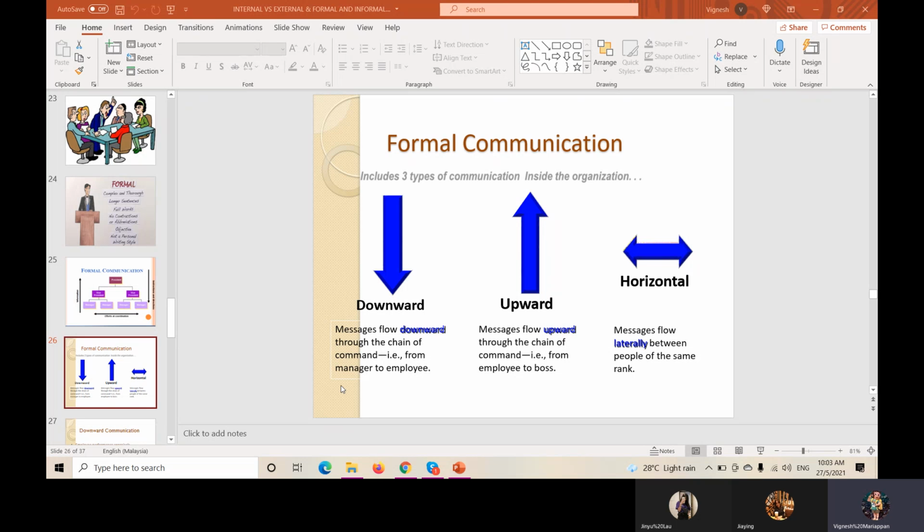The first thing is internal and external communication. External communication means outside of the organization. Any information that we exchange is outside of the organization. For example, we can talk to the customers, suppliers, investors, stockholders, and everybody. But internal communication is within an organization, but also we have formal and informal. Formal communication, we have three types, which is downwards, upward, and horizontal.